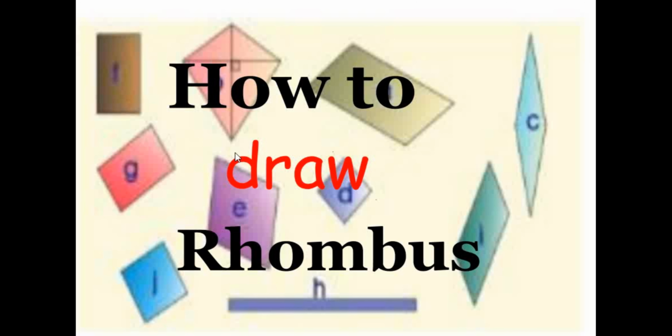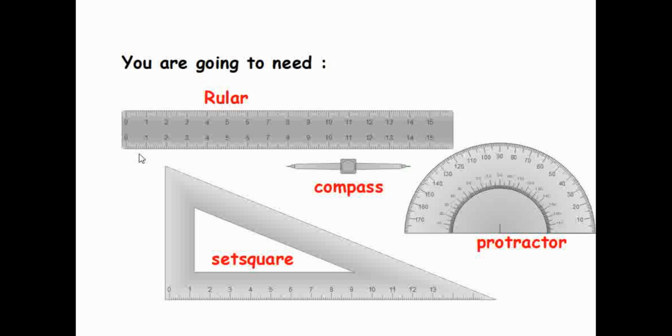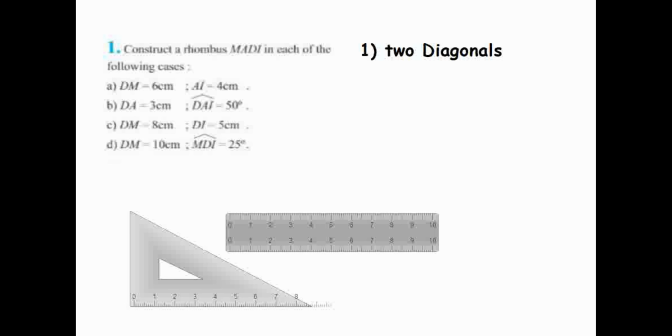In this video, we are going to study how to draw a rhombus starting from the four cases according to what is given. So if you have two diagonals, or a side and an adjacent angle, one diagonal and a side, one diagonal and one random angle, you are going to need the following. You are going to need a ruler, a set square, a compass and a protractor in order to follow and draw with me. So case number one, if you are given two diagonals.